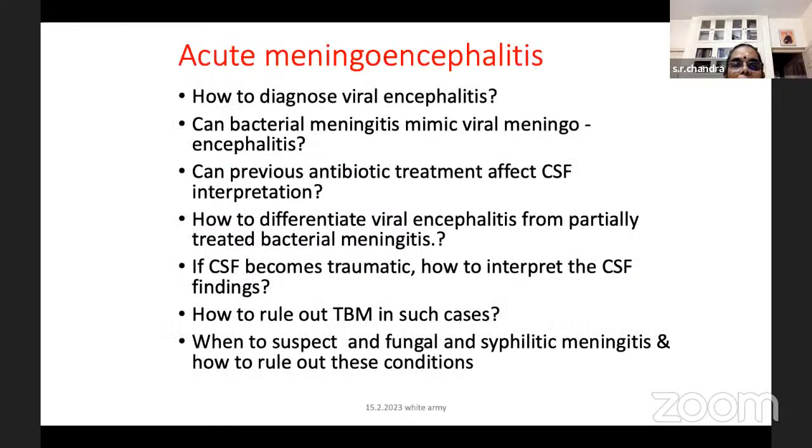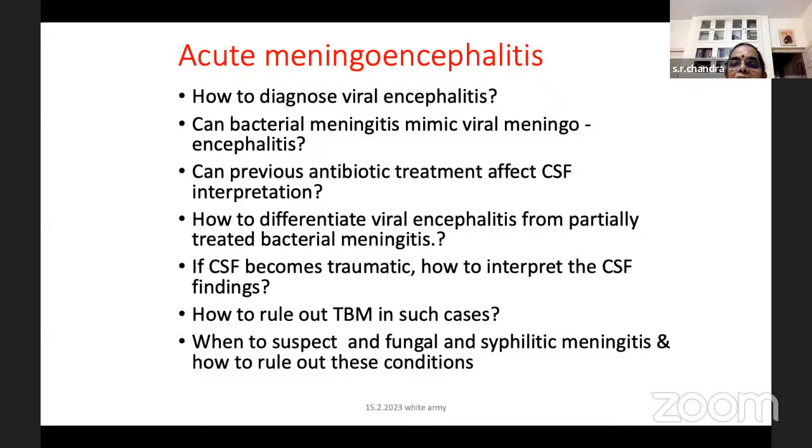So now we go to the questions which younger students will have to ask. How to diagnose viral meningitis? Can bacterial meningitis mimic viral meningoencephalitis? These were the queries which started from emergency to senior postgraduate to junior assistant to head of the department to neurologist. So we will ask all these things: how to diagnose viral encephalitis?